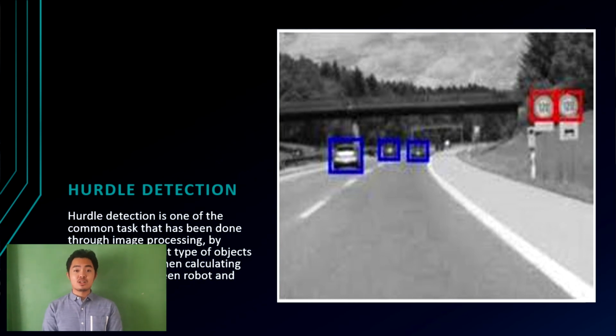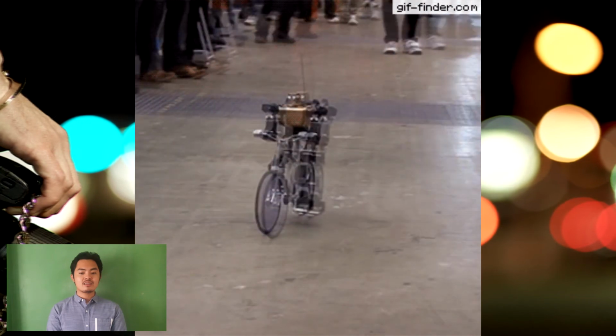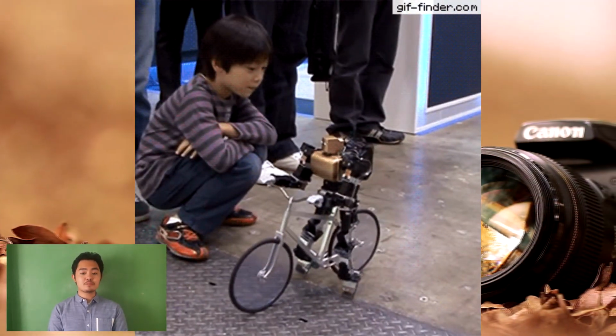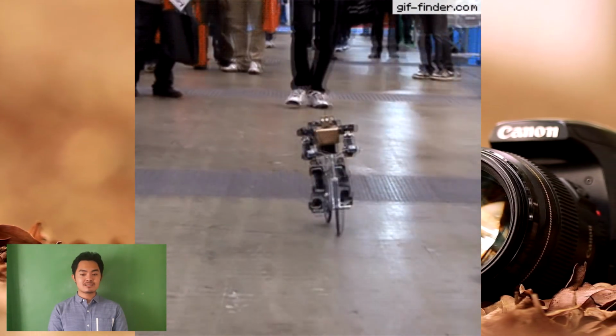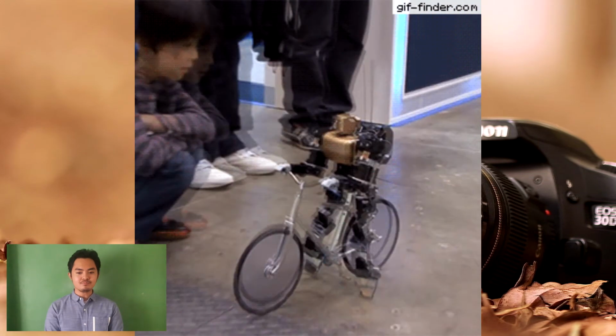Next field is line follower robot. Most of the robots today work by following a line and thus are called line follower robots. This helps a robot to move on its path and perform some tasks. This has also been achieved through image processing.